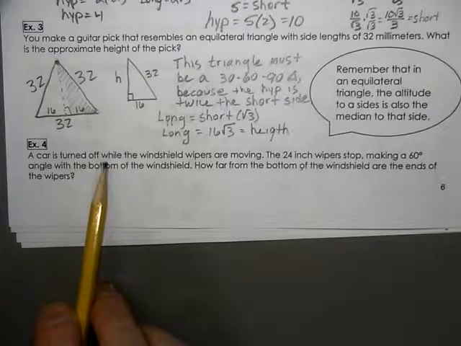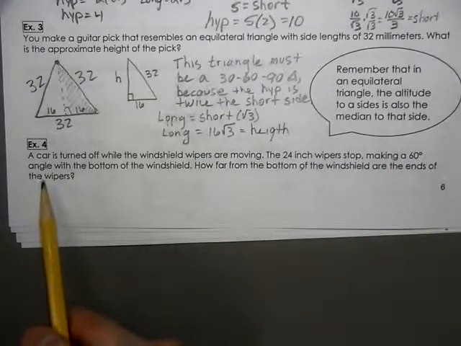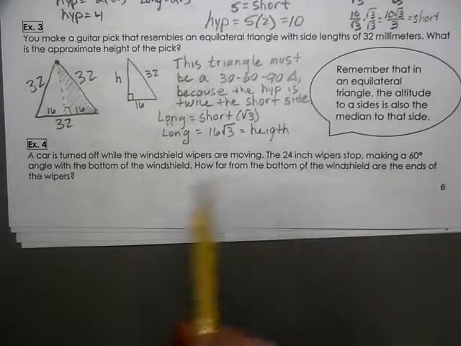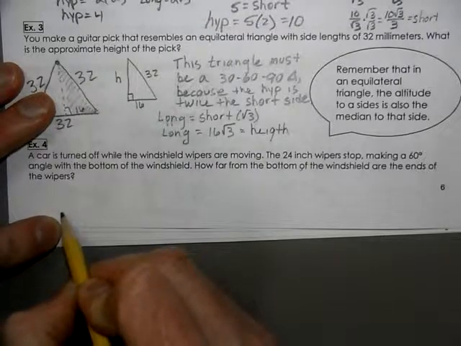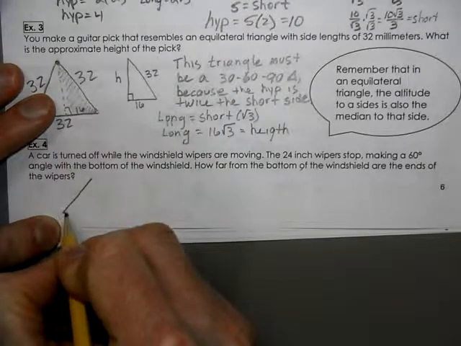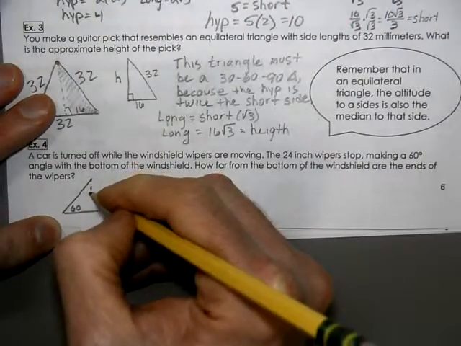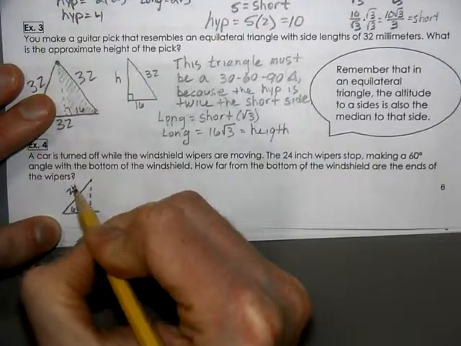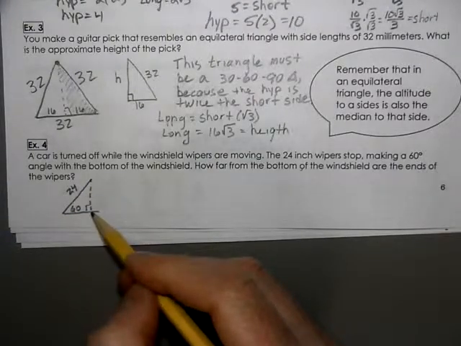A car is turned off while the windshield wipers are moving. The 12-inch wiper stops, making a 60-degree angle with the bottom of the windshield. How far from the bottom of the windshield are the ends of the wiper? So we have a windshield wiper that is making a 60-degree angle. The windshield wiper is 24 inches. It's making a 60-degree angle. How far is the tip on the way down?